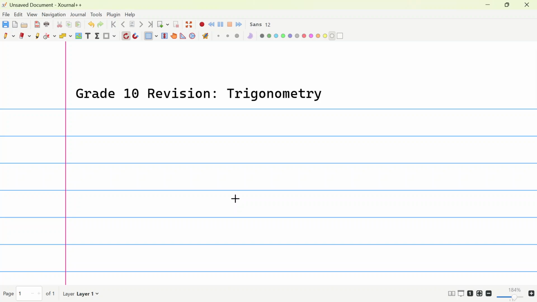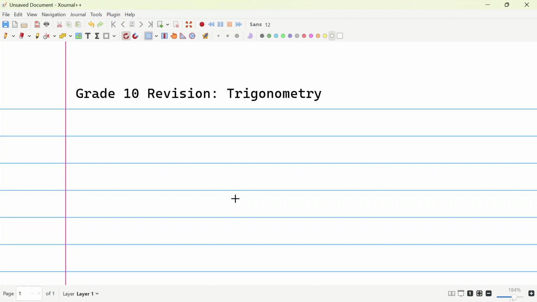Hello everybody. In this lesson we are going to be dealing with the revision of trigonometry from grade 10. Before we move on to grade 11 work, first things first, we need to revise the stuff we've learned in grade 10, and we're going to use that in the grade 11 content.